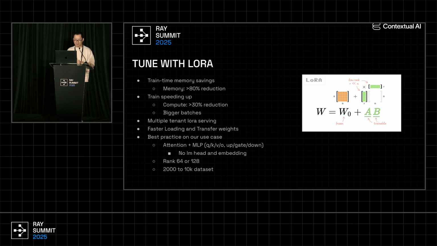Here I share some best practices for our use case. Apply LoRA to the attention and MLP layers. Don't do that for the LM head or embedding layer. First, it doesn't save a lot of cost. Second, you will see a large accuracy drop. On the rank side, I would say the sweet spot is either 64 or 128. If you use a high rank, your model weight will be much larger. If you use a smaller one like 32, there could be an accuracy drop. On the data side, depending on the use case, it could be 2,000 to 10K.